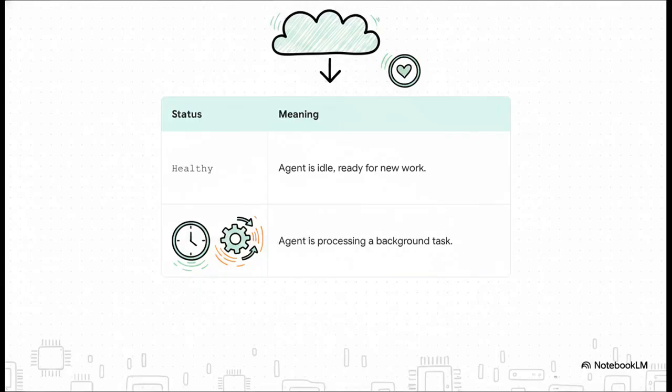So how does your application know if the agent is free or swamped? It just asks. There's a special little address called the /ping endpoint that acts like a status report. If it responds with healthy, that means the agent is just chillin', ready for work. But if it says HealthyBusy, well, it's just that, healthy but busy. It's working on something in the background, so you know not to interrupt it.